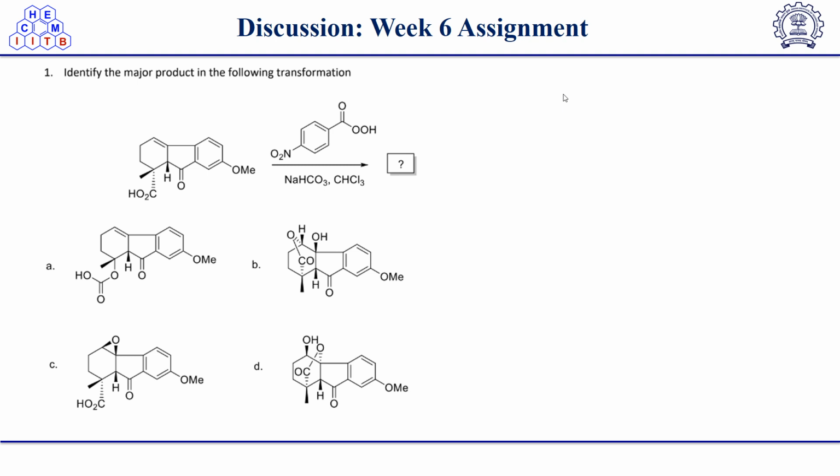So today is the eighth tutorial session. Let's start with the discussion of week 6 assignment. The first question is: identify the major product in the following transformation. Here a reaction is given, where this particular compound is treated with para-nitrobenzoic acid and sodium bicarbonate in chloroform. So what will be the major product in this reaction? Four options are given here. I will give you some time to think about what is happening in this reaction.